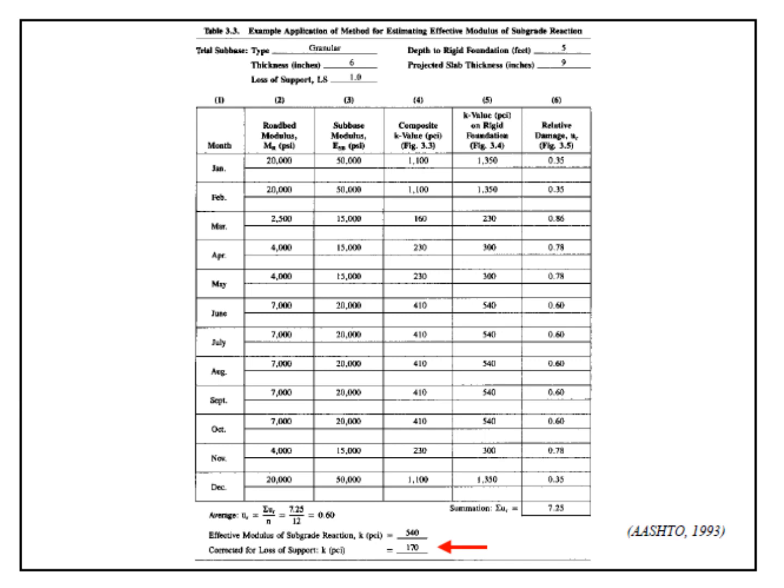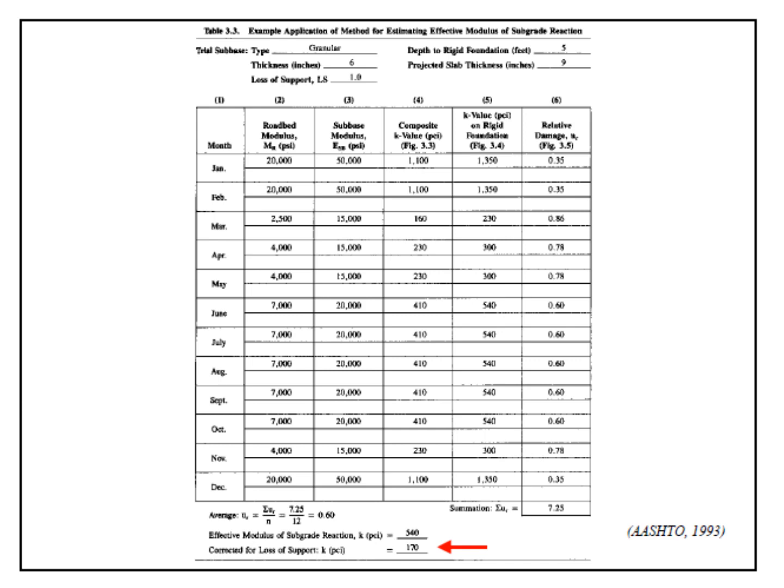And if you look at this particular slide, you can see that ultimately we have got the most corrected value of the modulus of subgrade reaction after considering the loss of support, and this is 170, that is 170 PCI.